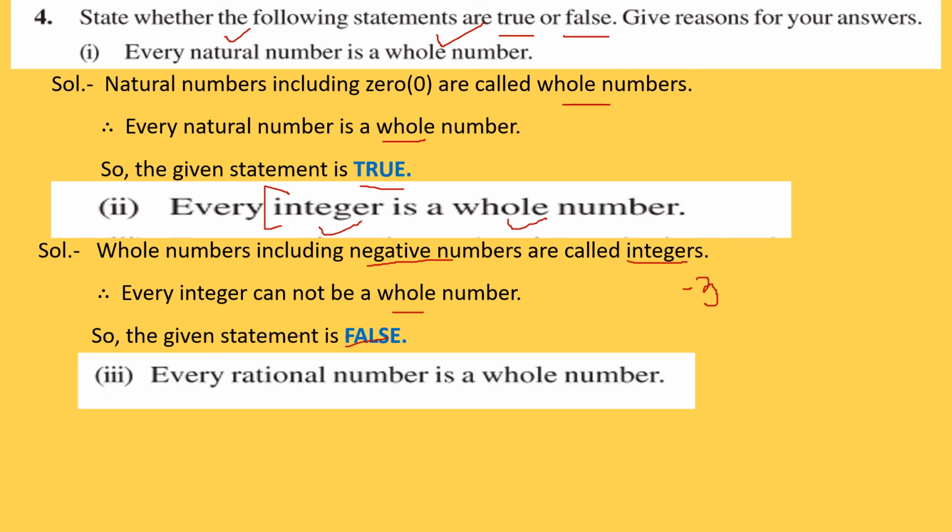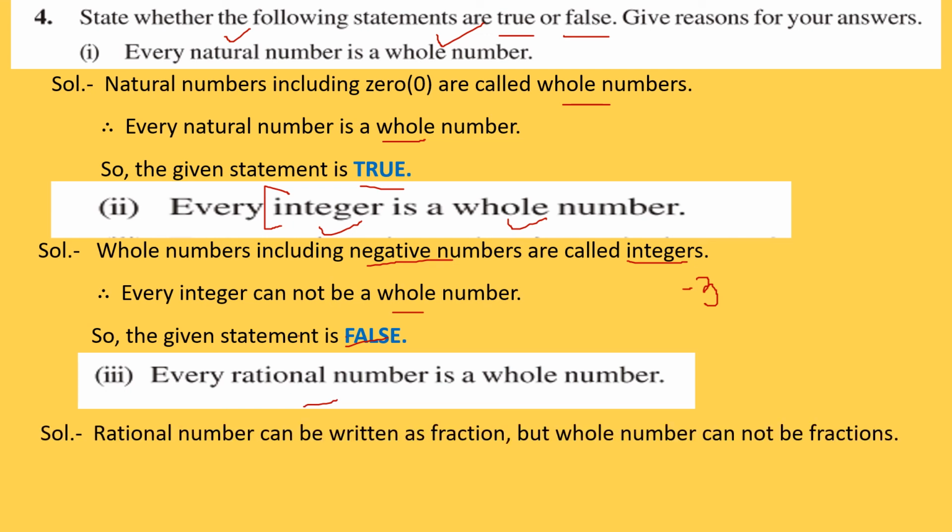The third statement, every rational number is a whole number. Now what are the rational numbers? Rational numbers are the numbers which we can write in the form of p by q, right? And in p by q, p and q should be integers and q should not be equal to 0. So rational numbers we can write as fractions, right? P by q form is fractions only. But whole numbers we cannot write as fractions.